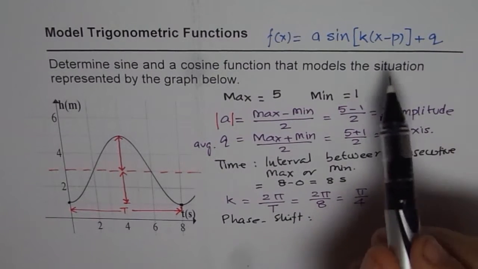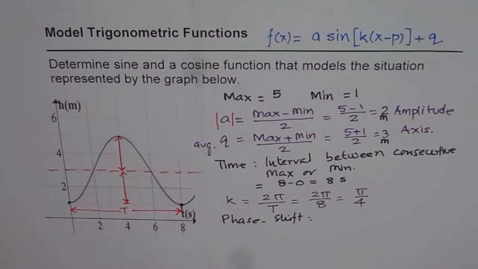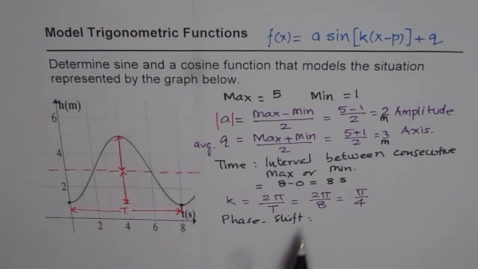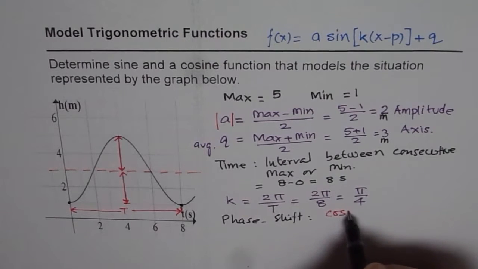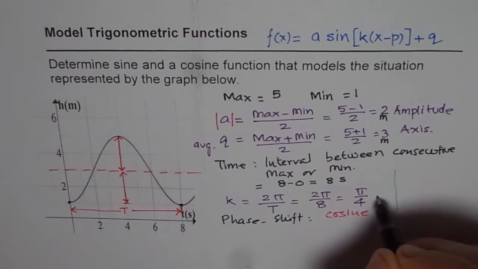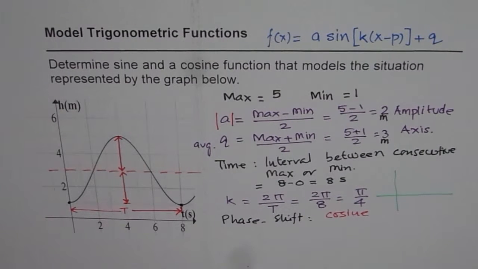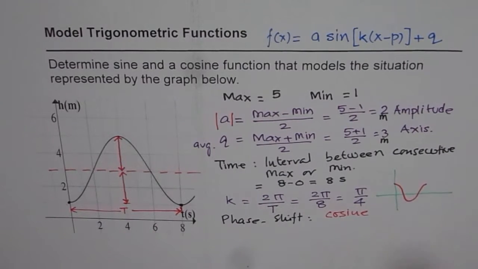So in our expression, the function p value, the phase shift. Now for a cosine function, let's write the cosine function first. Let us consider the cosine function. If you see how the cosine function is, let me sketch one here. The cosine function starts with the maximum, right? It's kind of like this.